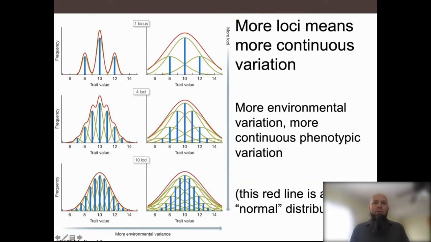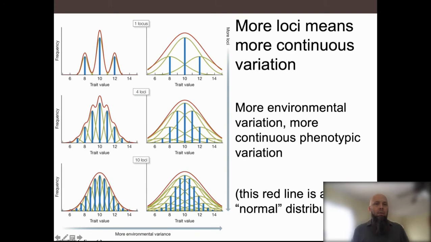So this figure from your text illustrates some of these principles, and it also brings into the fold the influence of the environment. Okay, so going from top to bottom, we are looking at traits that exhibit some sort of variation, and they are traits that are influenced by 1, 4, or 10 different loci or genes in the genome. As you remember, with one locus, if there are 2 alleles, there are going to be 3 genotypes. And you can see in these top graphs, there are 3 blue bars, each of those representing the trait value on the x-axis for each of those 3 genotypes.